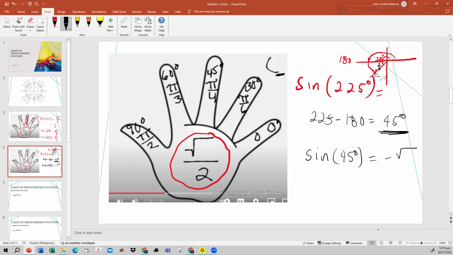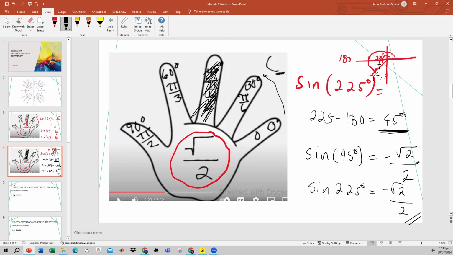Then sine 45 is this. 45 degrees is this one. Then you just need to count the number of fingers from the little finger. So that's negative square root of, of course, we have 1, 2. 2 fingers. Then that's over 2. So it means that sine of 225 degrees is just equal to negative square root of 2 over 2. And that's how we do it.